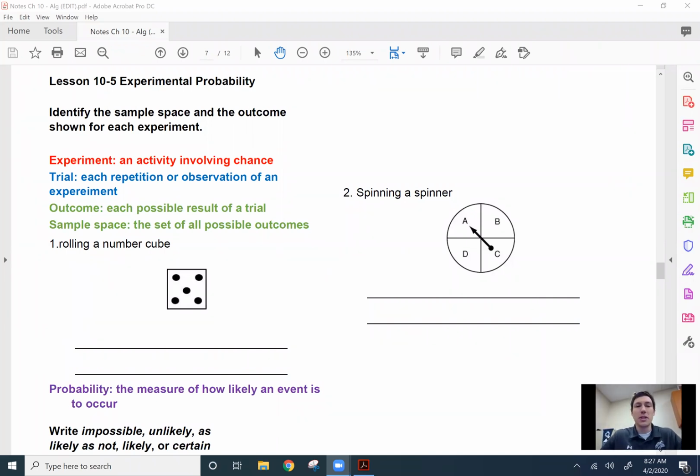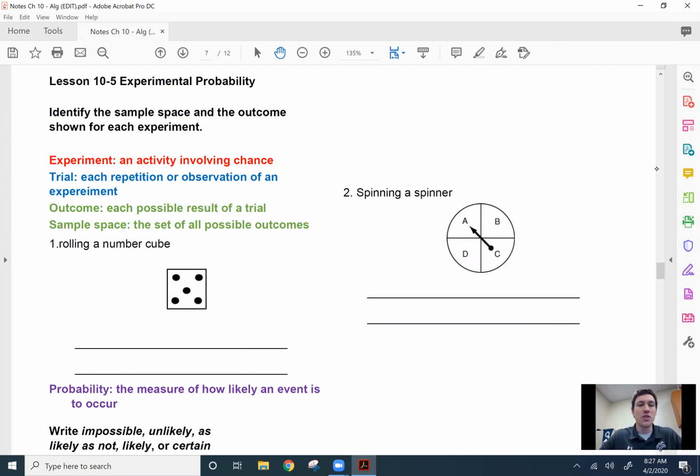So first, let's talk about some vocab again here. An experiment in general is an activity involving chance. So when you think of that, it just means that if we're doing an experiment, there's more than one outcome possible. It wouldn't be much of an experiment if there was only one possible option.